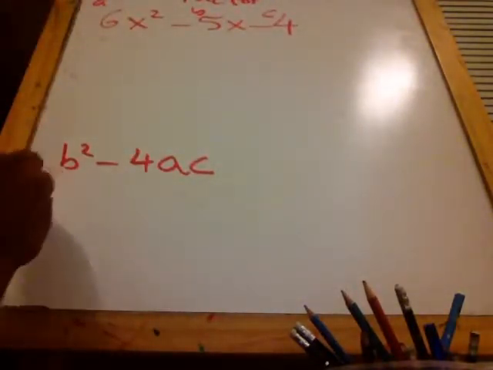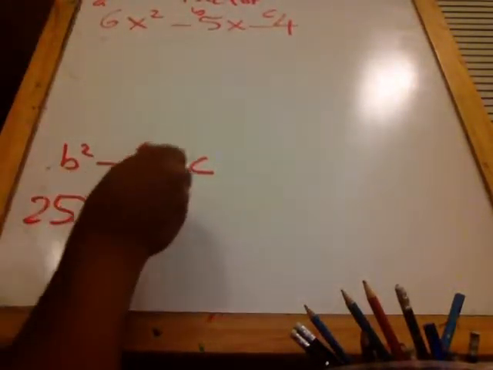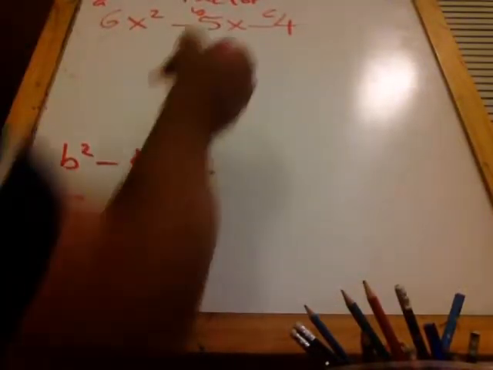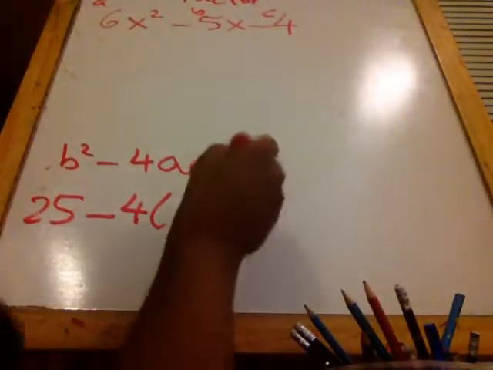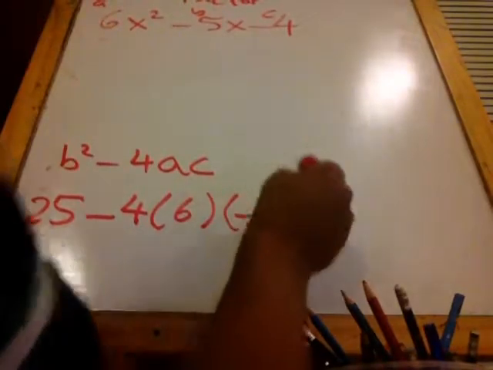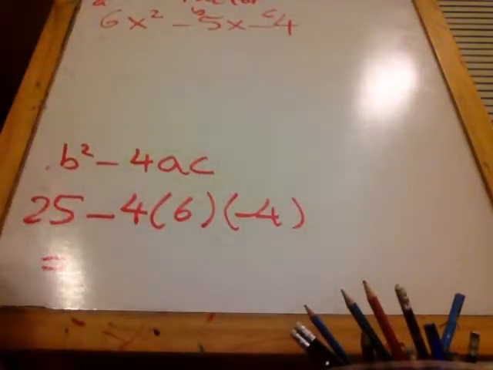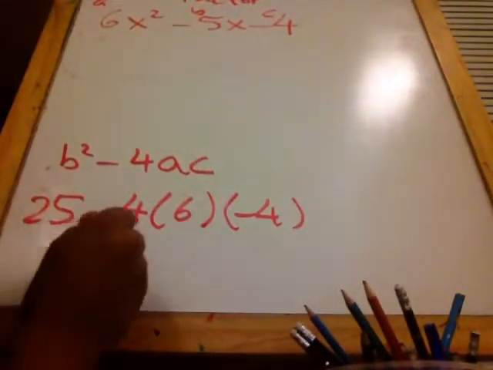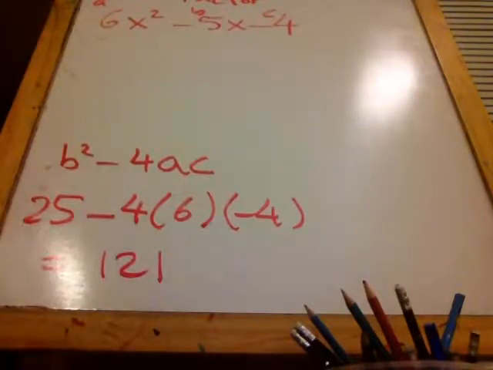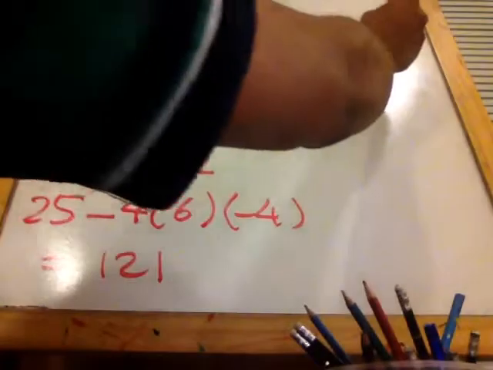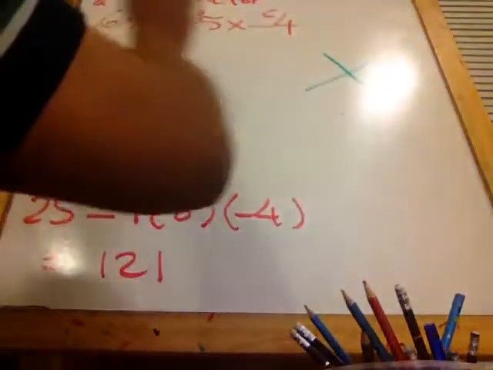Now, b squared is 25, minus 4 times 6 times the c, which is negative 4. And if I use a calculator, I'll get that this equals 121. So fortunately, this can be factored. What I'm going to do is try to factor the 6.